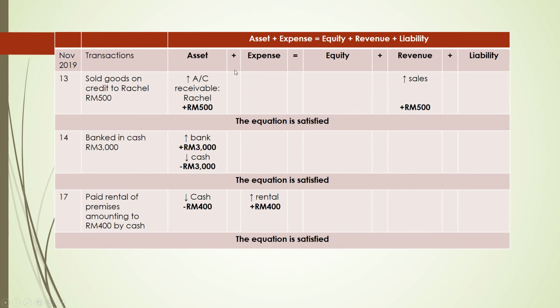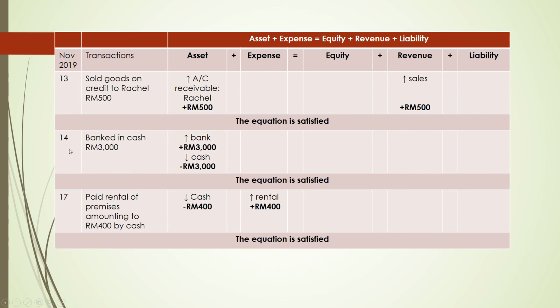Therefore, in the equation, we can see that asset positive 500 and that equal to revenue positive 500. Therefore, the equation is balanced, even. Asset is 500 ringgit, revenue also 500 ringgit. This side also 500 ringgit and another side is also 500 ringgit.